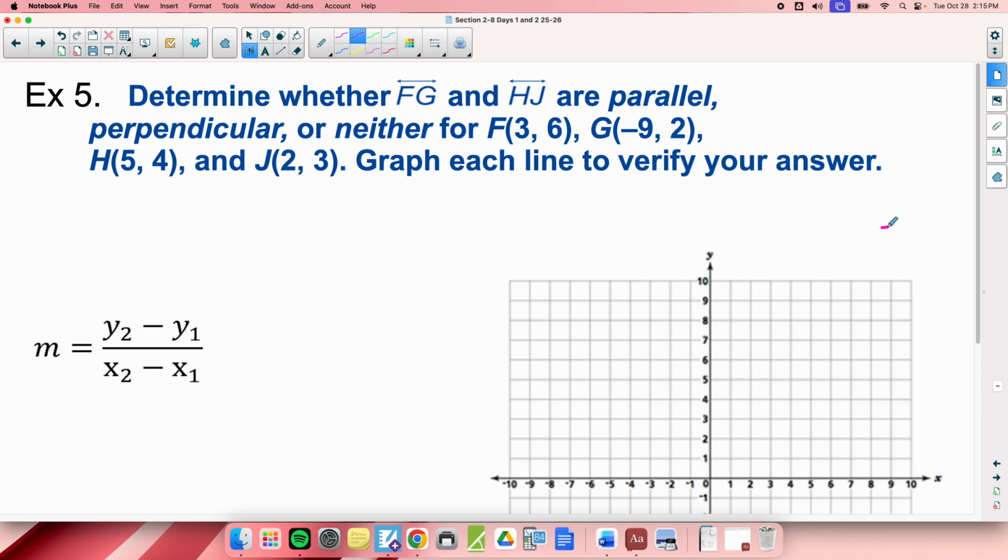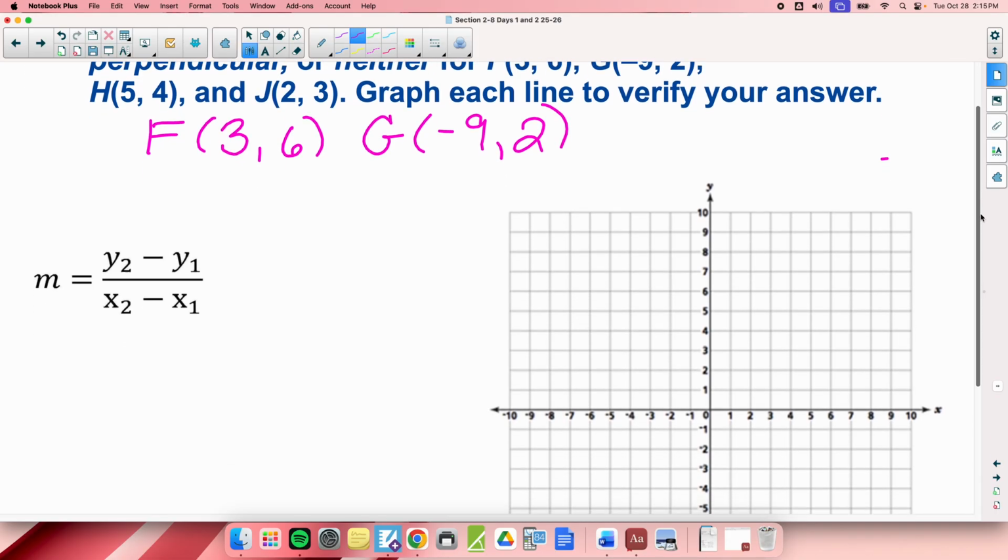They want us to find the slope between F and G, and then between H and J. We're gonna find it using the slope formula. So here's what I would do. F is 3, 6, and G is -9, 2. Okay? So here's what I'm gonna do.